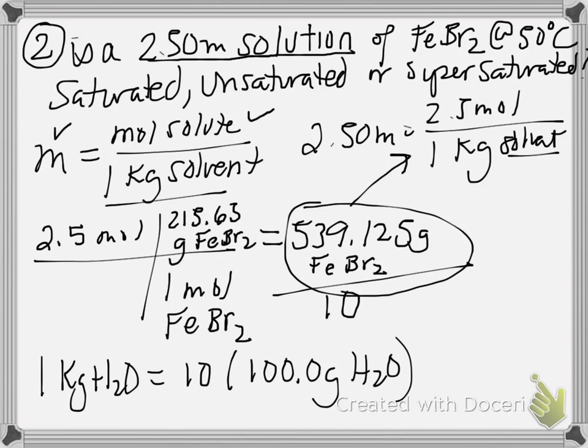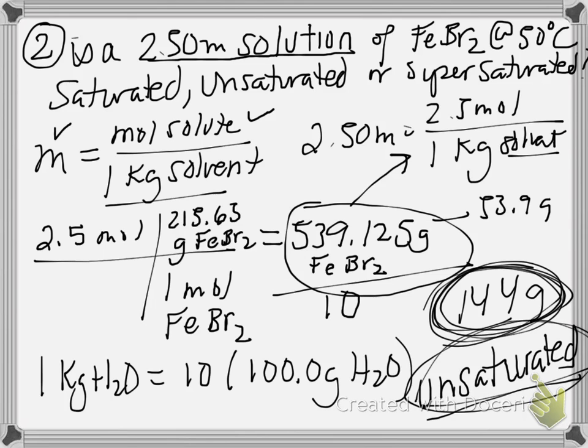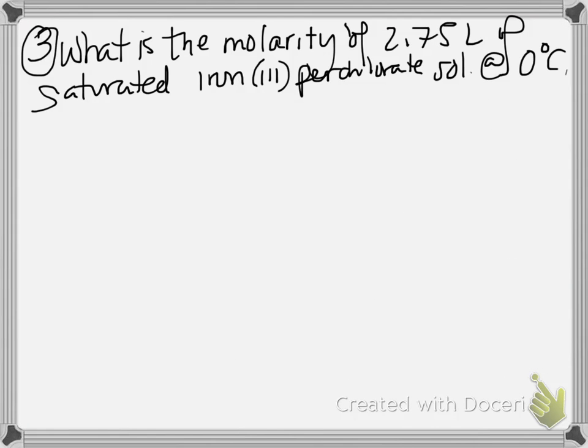And then we can go to our table and we find that 100 grams of water can hold 144 grams of solute. So this is definitely unsaturated because we've got 53.9 grams per 100. Okay, so this could hold 144 grams per 100 grams of water, but we are only holding 53.9 grams, so it is unsaturated. That's your final answer.